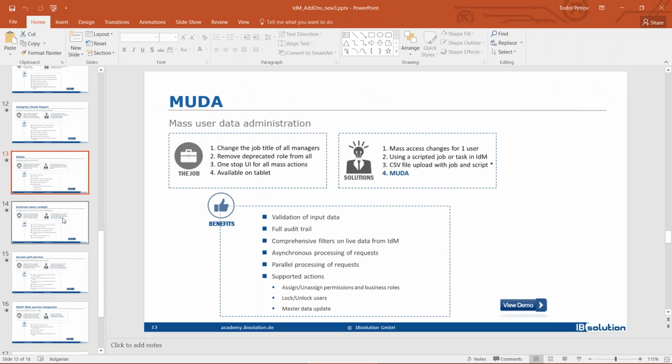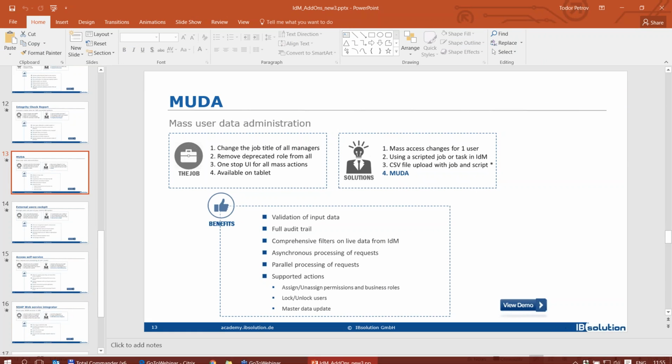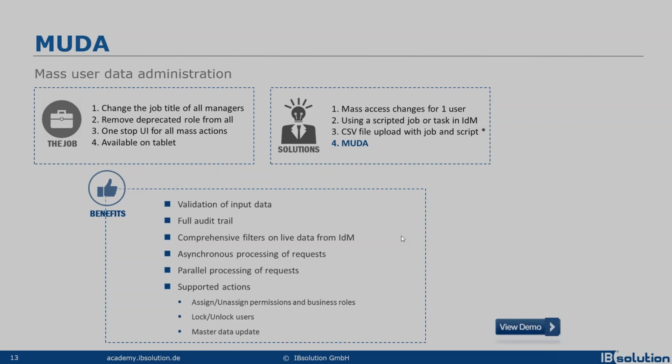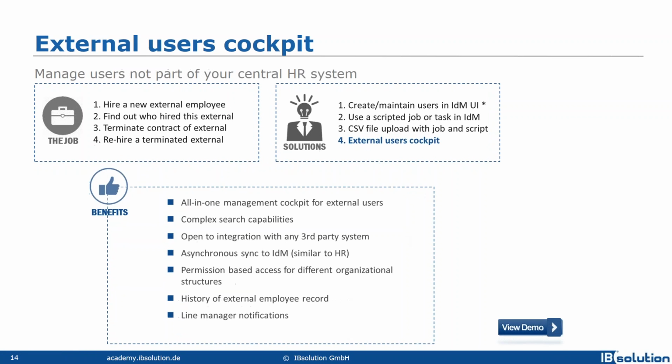And let's move forward. I'm going to show just one more demo, because our time is running out. So the external users cockpit, as I mentioned before, is simply the central place where you maintain your external users instead of maintaining them directly in IDM or in any other, maybe in your HR directly. If you don't want to do that, you have the possibility to maintain users who are external or contractors outside of your core HR solution.